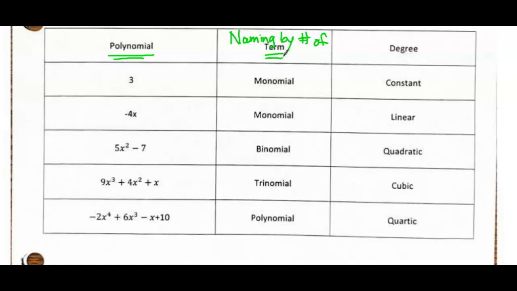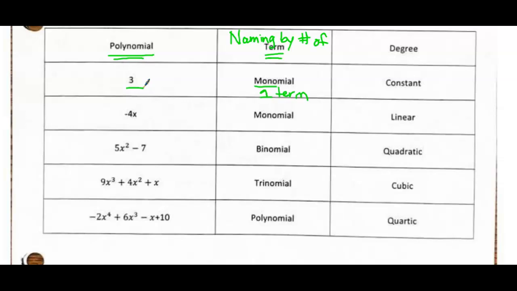If you look down, there are 4 different words there. The first one says monomial. Monomial stands for 1 term. So if we look over to the left, there's a 3. 3 is 1 term, so we call that a monomial.